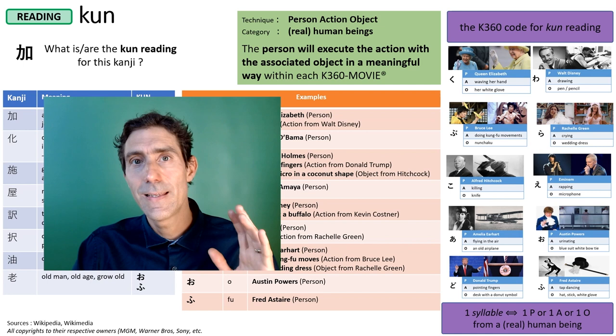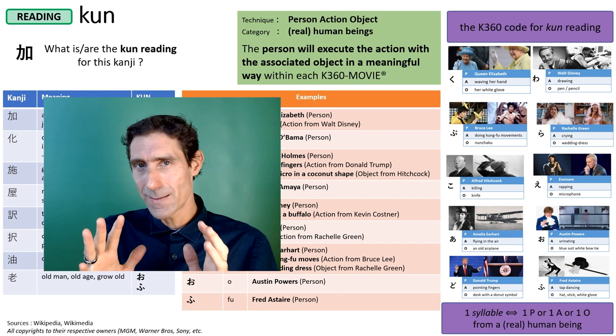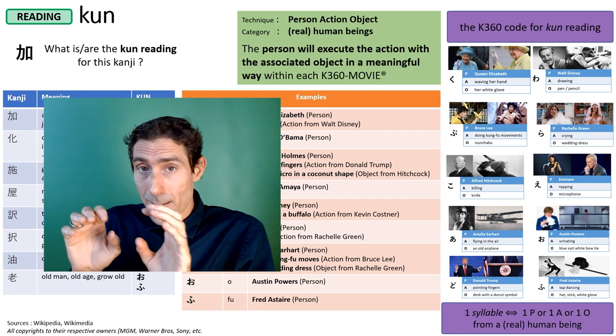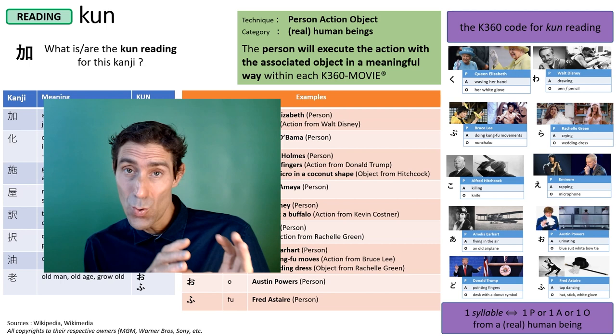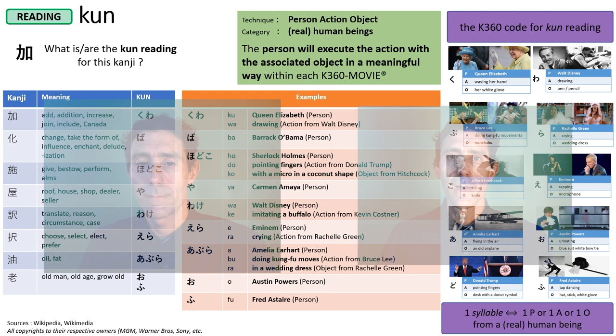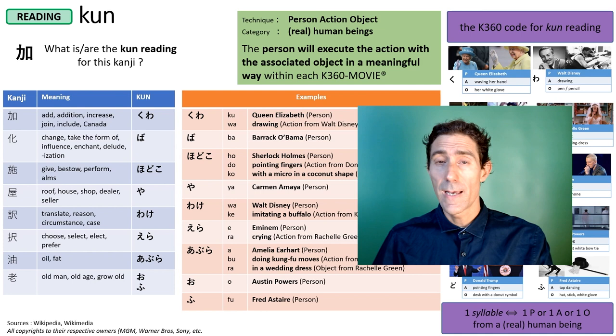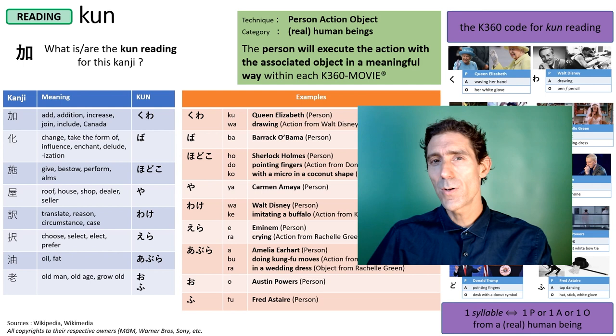In my system, in order to avoid interferences, I voluntarily made a strong distinction between the on reading and the kun reading, having both the technique and also the category different. For the on reading, I am using fictional characters, cartoon-like, superheroes, superpowers, while for the kun reading, I'm using real human beings or fictional ones. So at that stage, we have seen the on readings and the kun readings, and that's already a lot. I will go much faster for the other dimensions because they are much easier to understand.